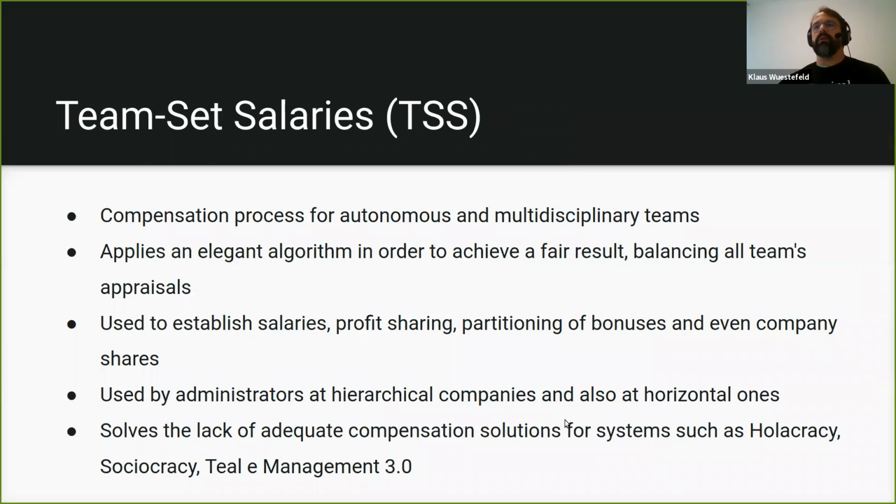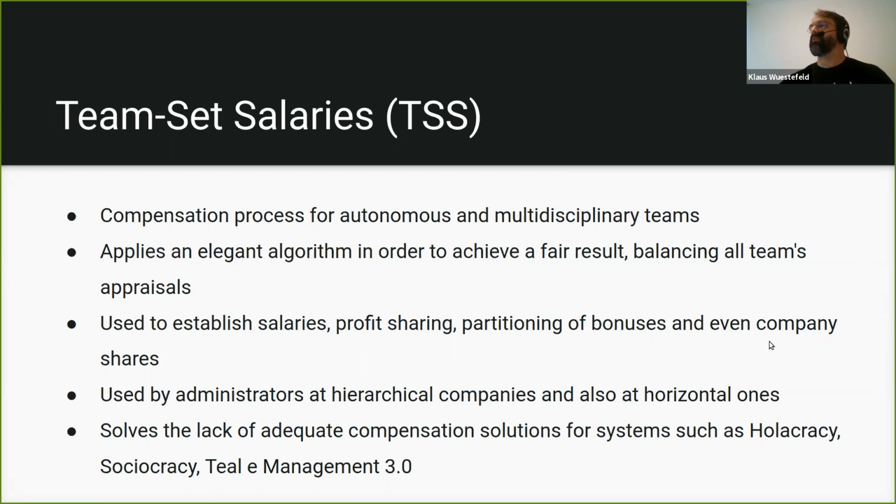So let's summarize, right? It's a compensation process for autonomous and multidisciplinary teams. It applies an elegant algorithm in order to achieve fair results, balancing all the team's appraisals. I'll show you how the appraisals work. It's used to establish salaries, profit sharing, bonuses, and even company shares.